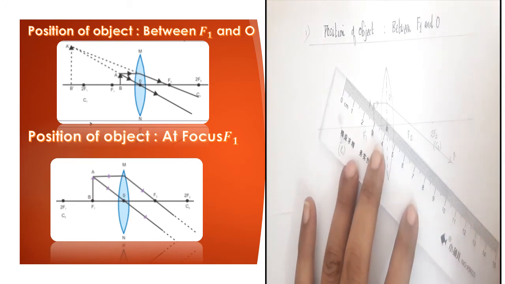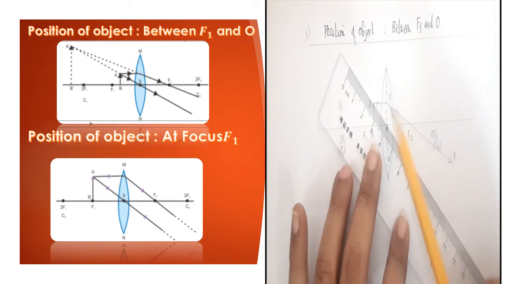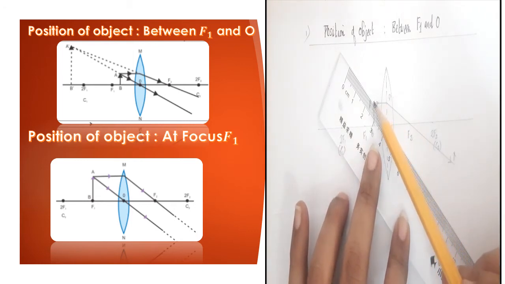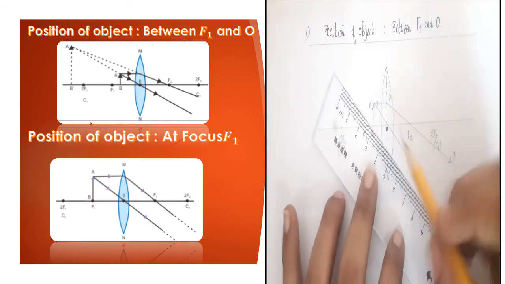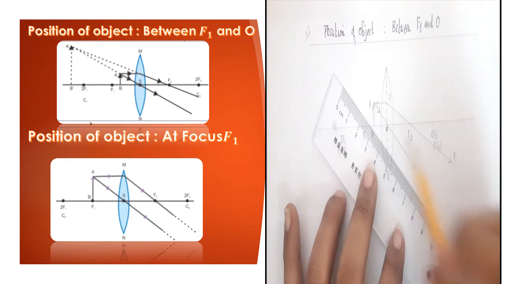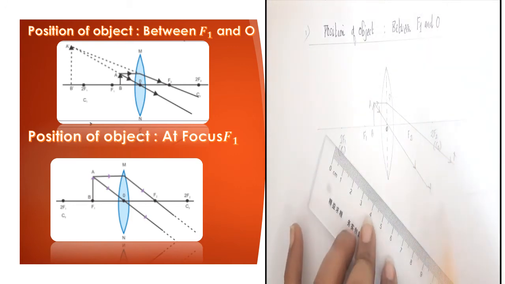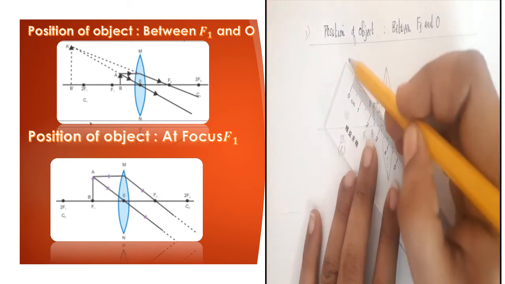The second light ray moves through the optic center. The second light ray passes through the optic center, and you know, according to the rule, if a light ray passes through the optic center, it goes straight. So we have to show 2 arrow marks. Let this be AY. So here we see that both the light rays don't meet. So we have to produce them backwards.